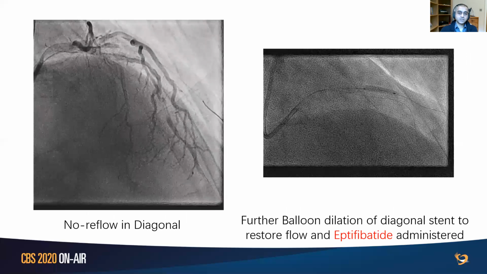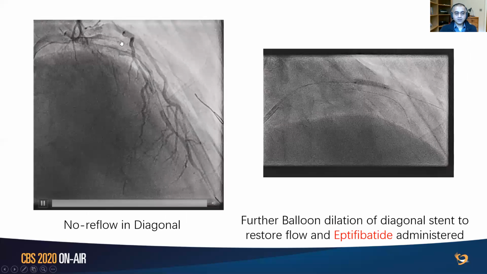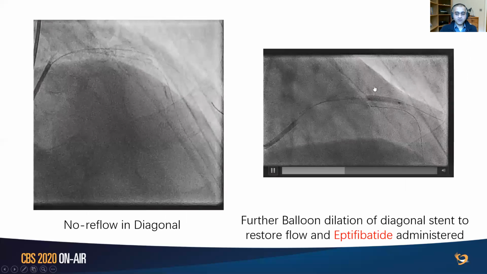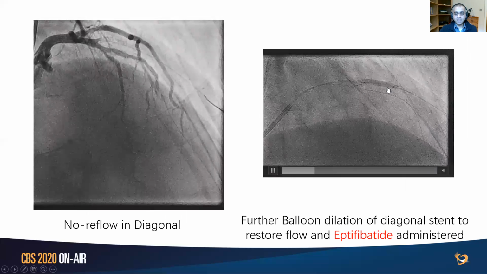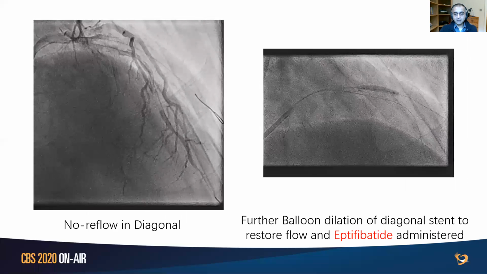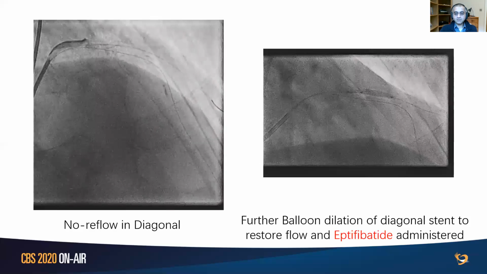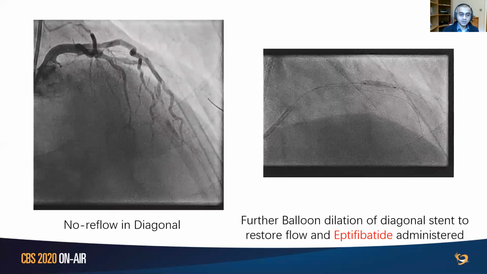Now at this stage, unfortunately, we had no reflow in the diagonal. However, after I inflated a 2.5 balloon in that diagonal, I was able to establish flow back into the diagonal. And at this stage, given the extensive thrombus burden, I elected to give a glycoprotein IIb/IIIa inhibitor to this gentleman.